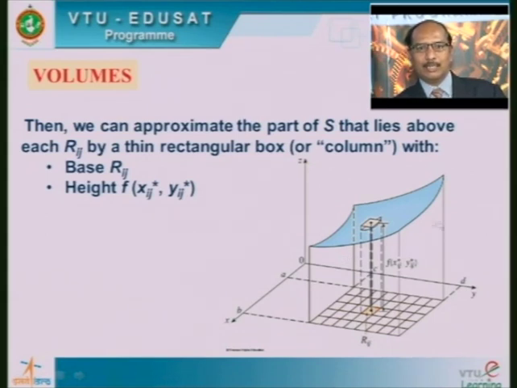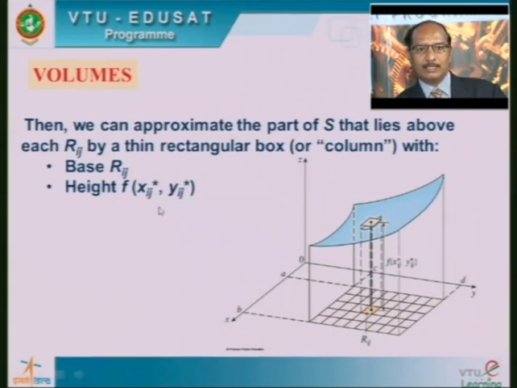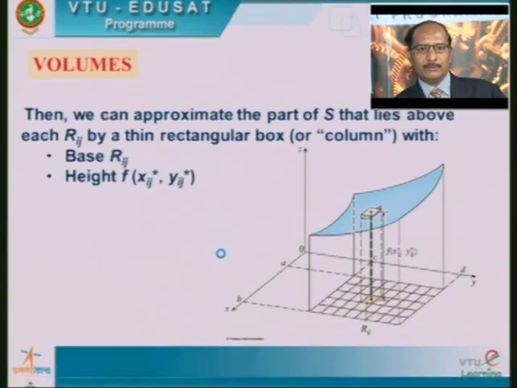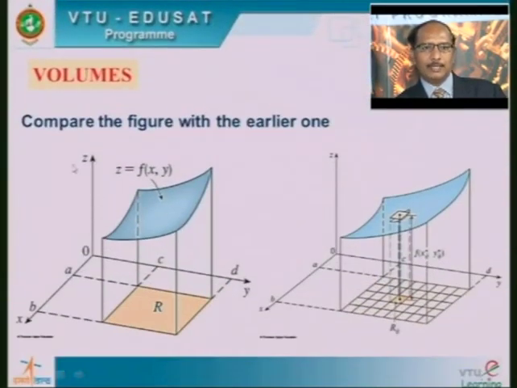S is the entire solid region. We have taken the part of S that lies above the small rectangle Rij by a thin rectangular box. Corresponding to that, we will find a box here. Corresponding to that, the function values are defined. f(x,y) is defined for each, f of xij star, yij star. That is the height of the box. So we got base into height here. In the next slide, we can compare the earlier figure and the latest figure.